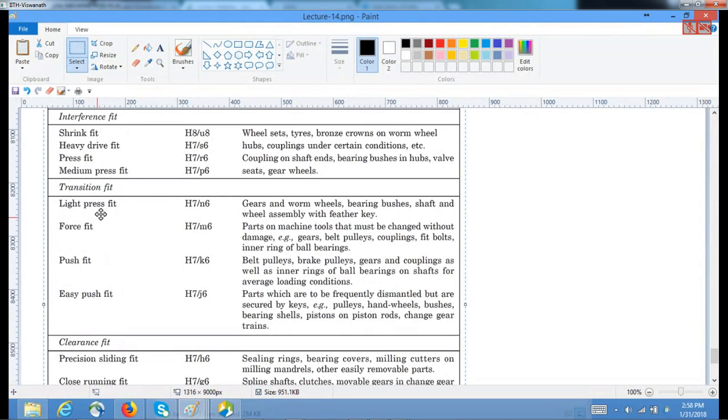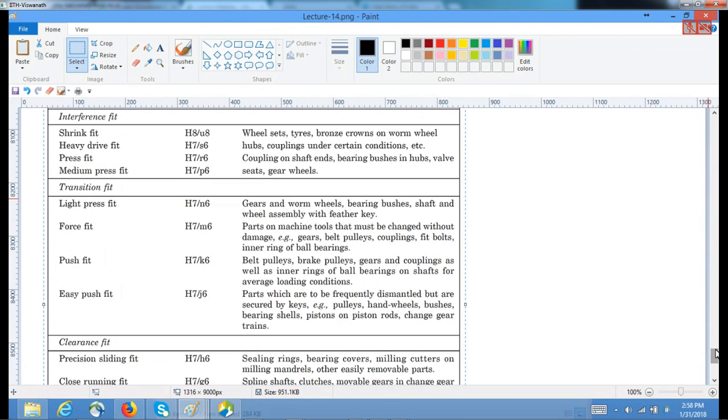For example, if you look at a transition fit, which is H7 M6, it can be seen in parts of machine tools that must be changed without damage, like belt pulleys, coupling fits, inner ring of ball bearings, etc.